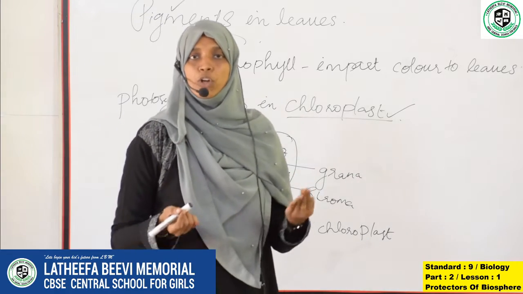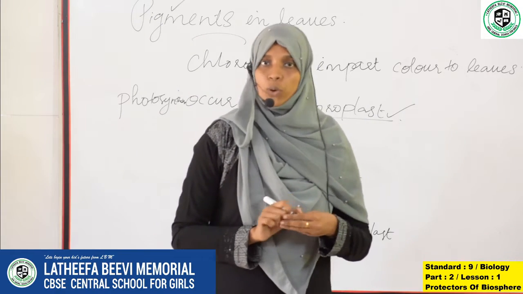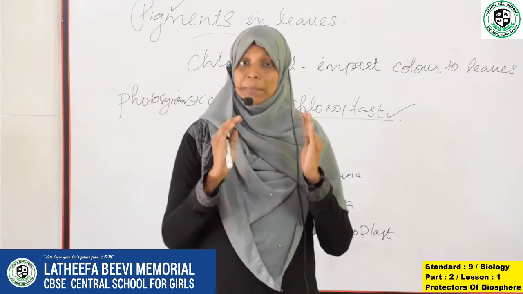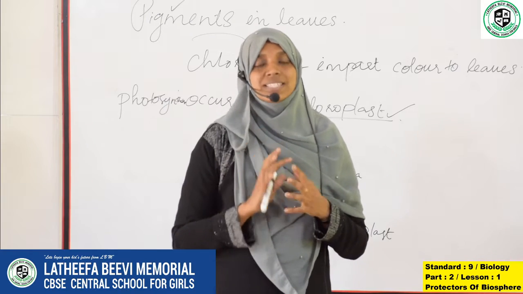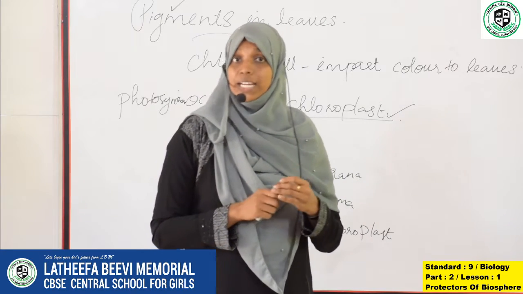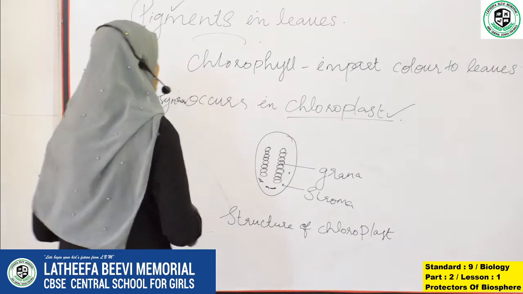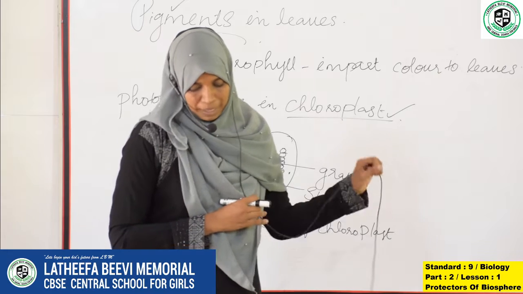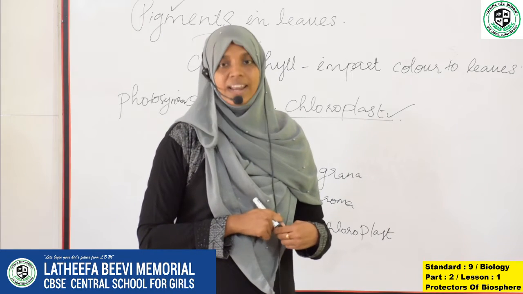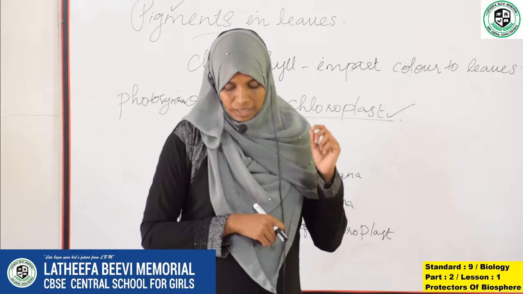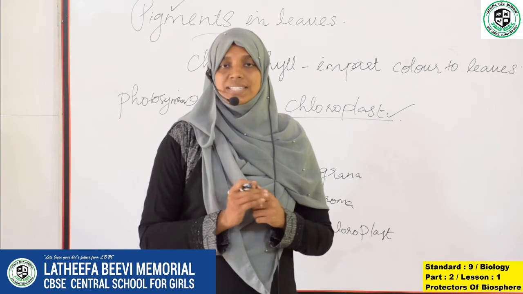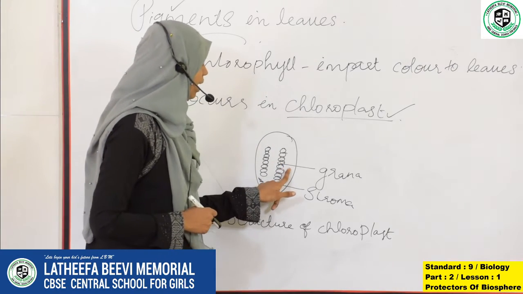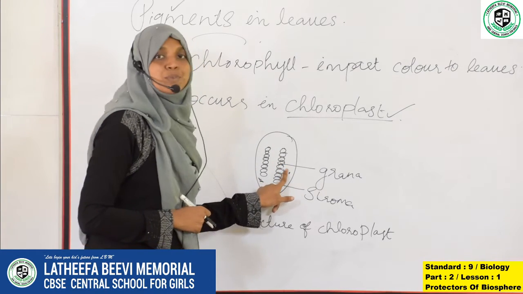What is the speciality of the chloroplast? Photosynthesis occurs in the chloroplast. Pigments that absorb sunlight are present in the chloroplast. There are certain pigments in the chloroplast. Pigments that absorb sunlight are found in the grana of the chloroplast. So this is the grana. In the grana there are some pigments that absorb sunlight.